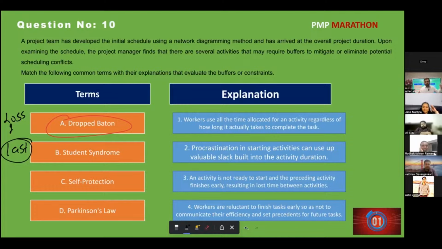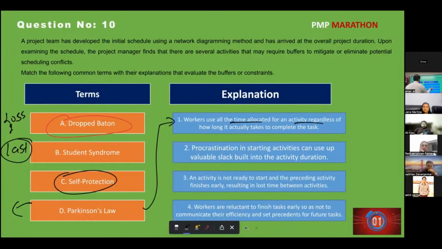So same thing we do, we delay. That's why I ask you to book the exam. Suddenly that becomes a reality. Student syndrome. Self-protection. I want to protect myself. Okay. Parkinson's law. If I give you 6 months to do PMP, why do I say PMP can be done in 4 weeks? Because if I give you 6 months, you will do it in 6 months. If I give you 4 weeks, you will do it in 4 weeks. Of course, there are many factors, but that is what 95% of people do. So Parkinson's law is that time expands as we keep on giving it. Workers use all time allocated regardless. That is Parkinson's law.